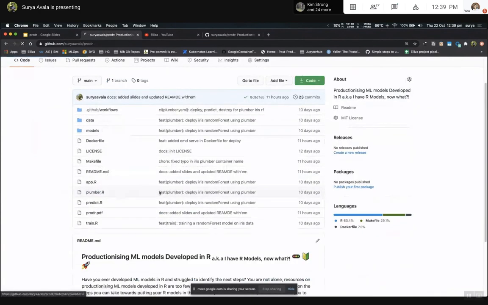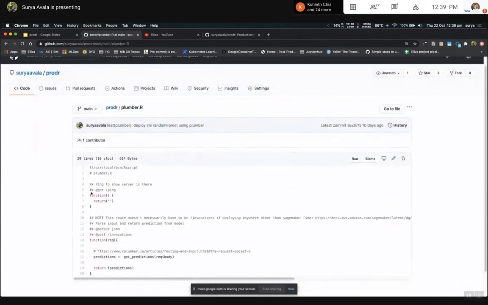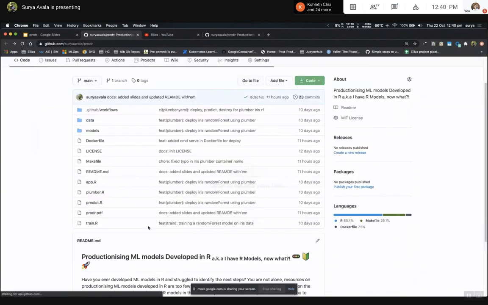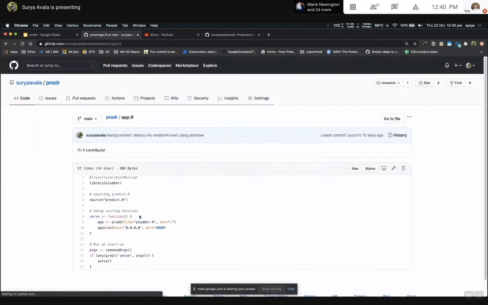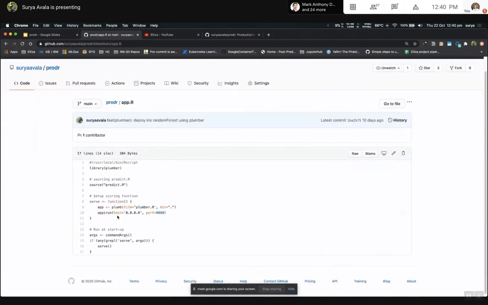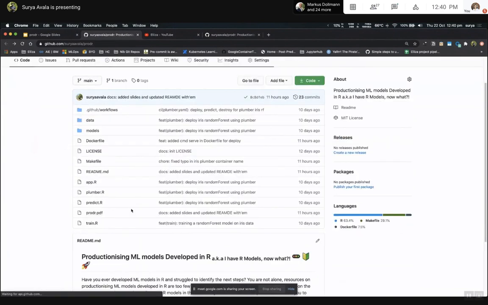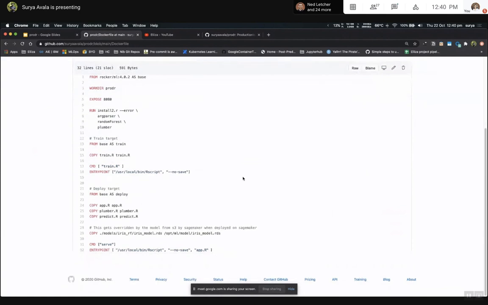And also I have my Plumber file, where I'm defining those two routes, ping and invocations. And also I have my HTTP server Plumber file, where I'm processing the API and starting the server. And if you look at the Docker file, it looks very similar to what I've discussed, with one additional step.